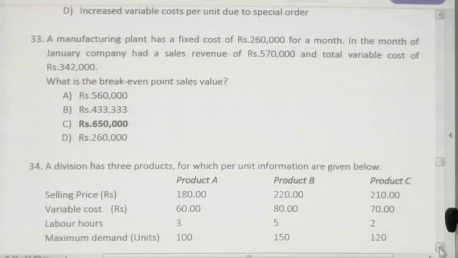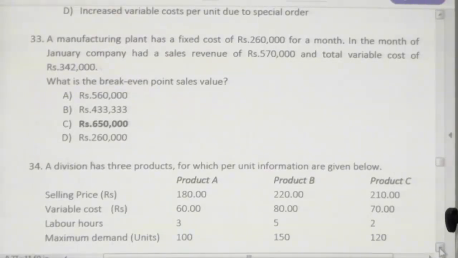Question 33. A manufacturing plant has a fixed cost of 260,000 per month. In the month of January, the company had a sales revenue of 570,000 and total variable cost of 342,000. They are asking for the break-even point sales value. We know that to calculate the break-even point sales quantity, fixed cost needs to be divided by contribution per unit. Then you can calculate the break-even quantity, but here they are asking for the break-even point sales value in rupees.